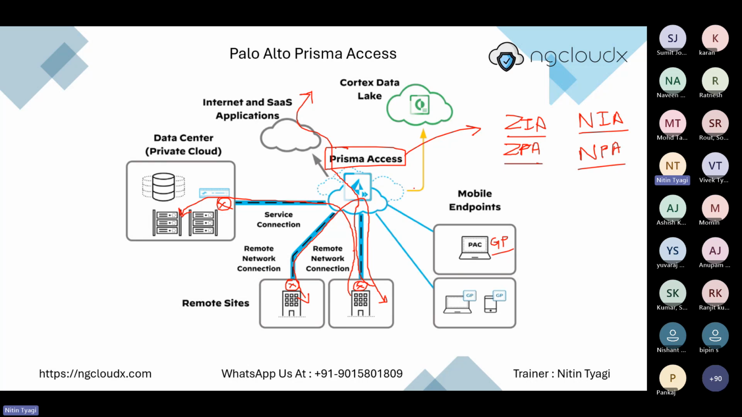So this is the overall architecture which looks like in Prisma Access. And by default, entire logging will go to the Cortex Data Lake. So whatever transactions are happening through Prisma Access Cloud, your logs will be generated and they will go to Cortex Data Lake. Okay.